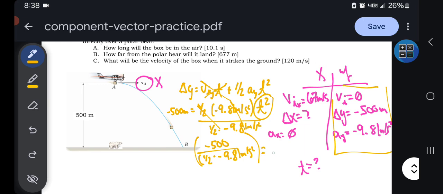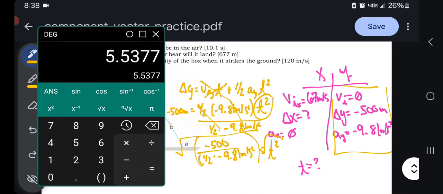So you want to watch these ballparking so you catch yourself if you make an accident, I should say. Alright. Let's type this in. So 500 divided by 0.5 times negative 9.81. Alright, then we want to square root that.